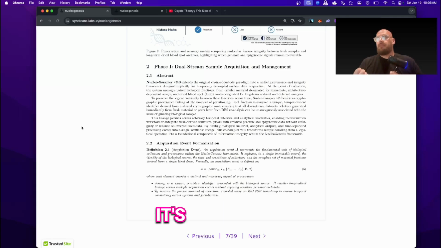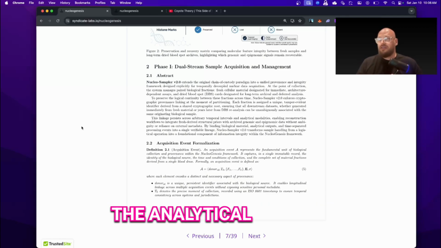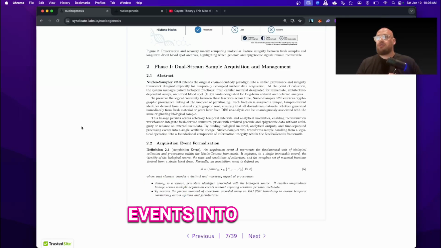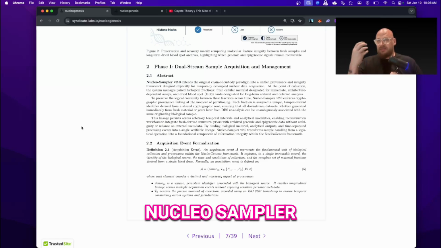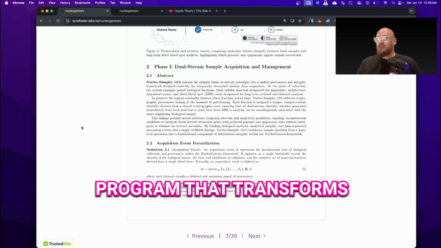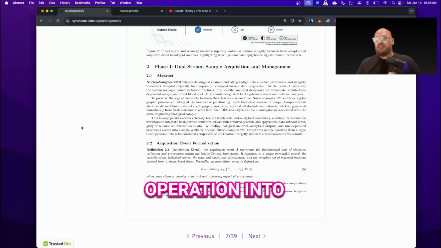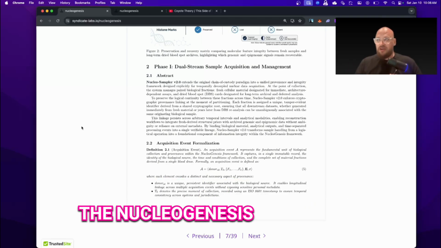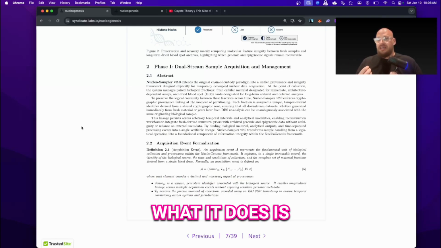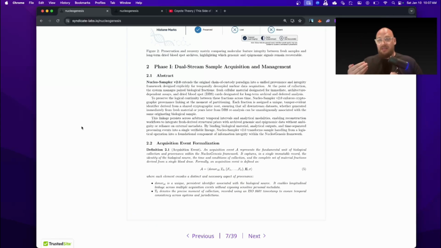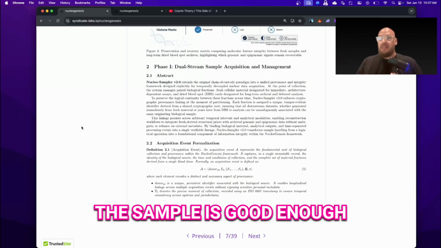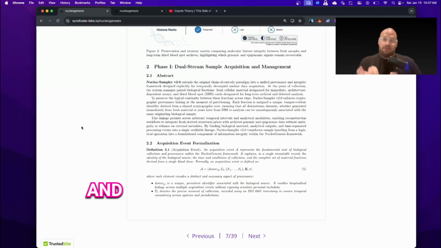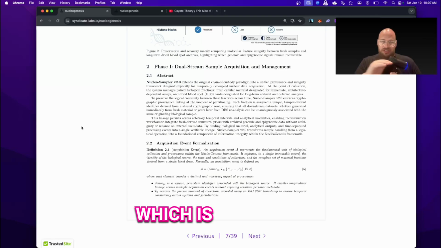Like, that's the thing. It binds the biological material, the analytical outputs, and the time-separated process events into a single verifiable lineage. Nucleo sampler is basically the program that transforms sample handling from a logistic operation into a foundational component of information integrity within the nucleogenesis framework, right? So what it does is it is an application that will intake the sample, have some quality control metrics, which means making sure the sample is good enough, then busts it into two fractions, and then cryptographically assigns it to an anchor, which is your base data layer.